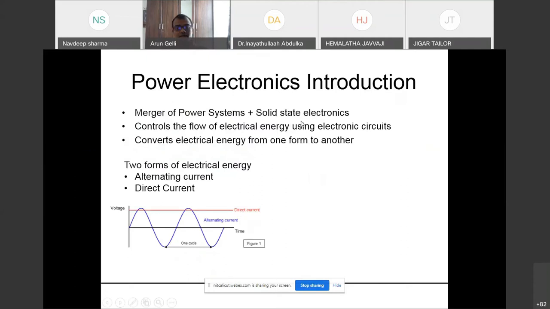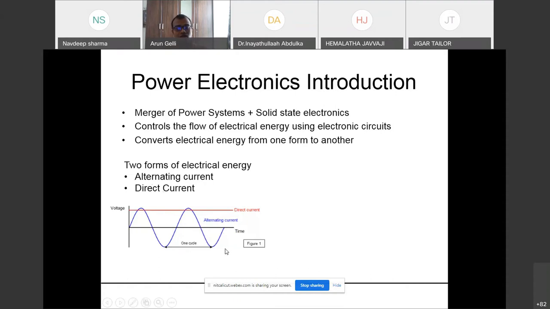With power systems and solid state electronics, the benefits that are seen in solid state electronics are applied for power systems. You can see these diodes, transistors, MOSFETs, FETs, BJTs are all used in analog devices and signal circuits. The same benefits, if you use them in power systems, are called power electronic systems, and they control the flow of electrical energy using these circuits from one form of energy to another form of energy. So what are the various forms of energy?